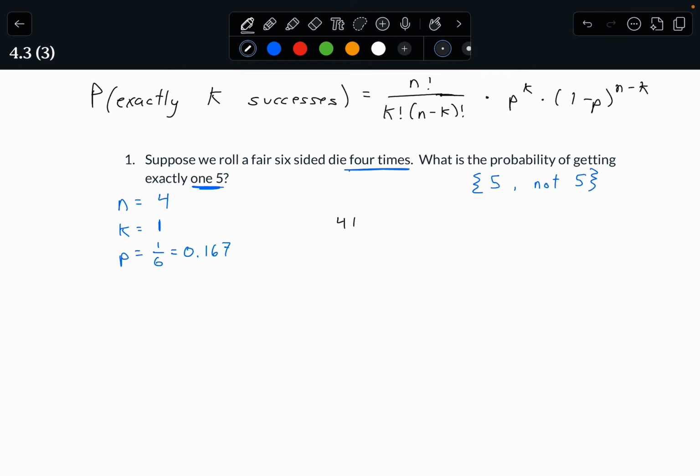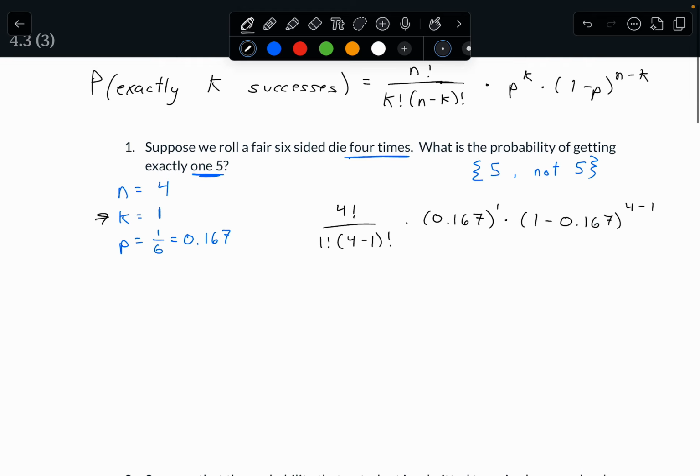So this is going to be 4 factorial divided by k, which is 1 factorial, times n minus k. That's going to be 4 minus 1 factorial, times p to the kth. P in this case is 0.167. So 0.167 to the kth power, we said k is equal to 1, times 1 minus p, that's going to be 1 minus 0.167, raised to the n minus k. That's going to be to the 4 minus 1 power. Now, I'm mostly going to spend my time working with this choose function, like I said earlier. That tends to be the part that I'm going to worry about for right now, and I'll come back and worry about the rest of this calculation later.